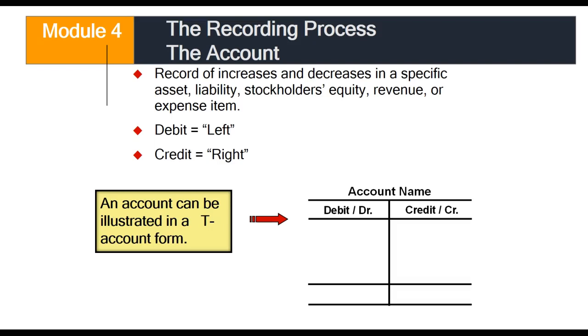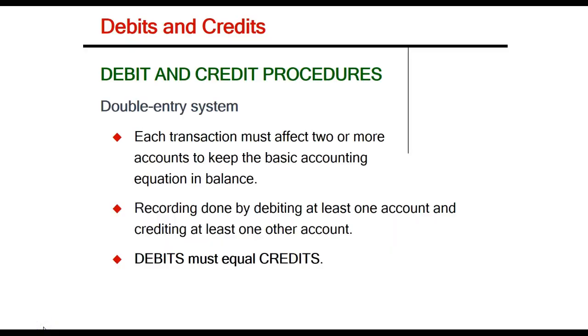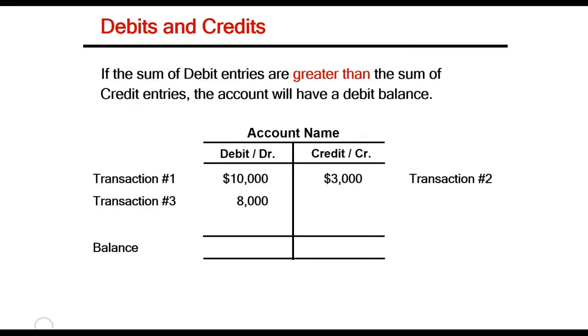Well, that is old language, 500-year-old Venetian language. And debit, in our terms, means left, and credit simply means right. So the debit and credit procedures, recall it's a double entry accounting system. That is, each business transaction affects two or more accounts. And the recording is done by debiting at least one account and crediting at least another. And as long as the left equals the right, we will always be in balance.